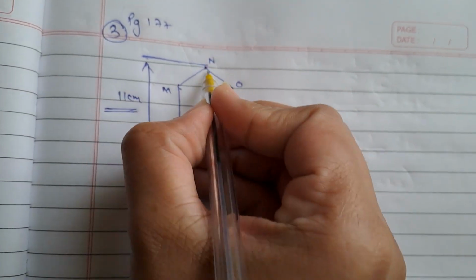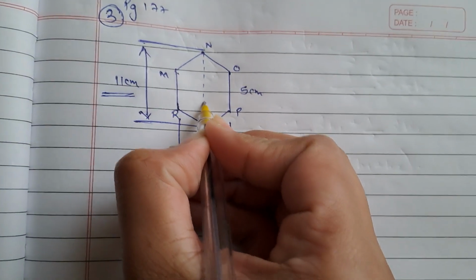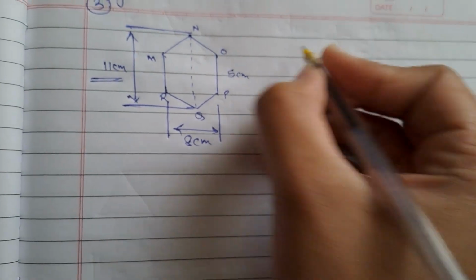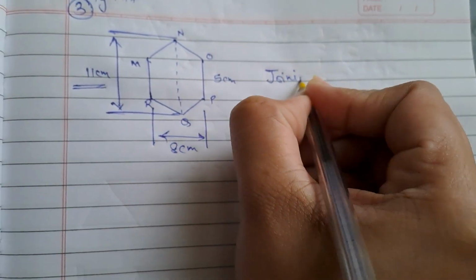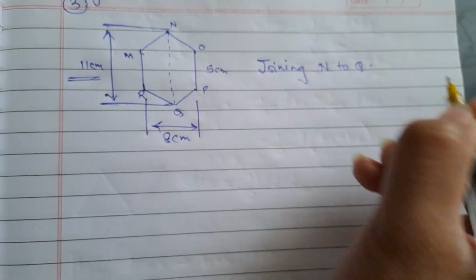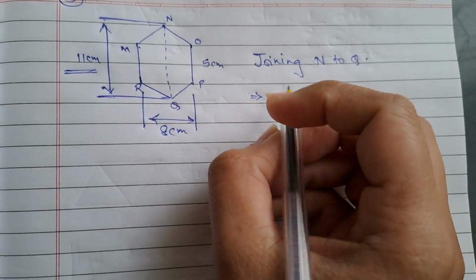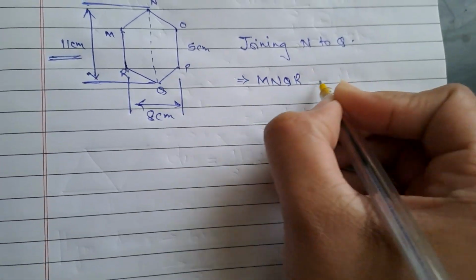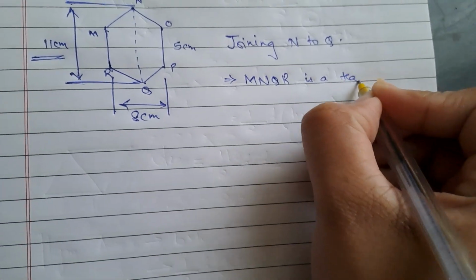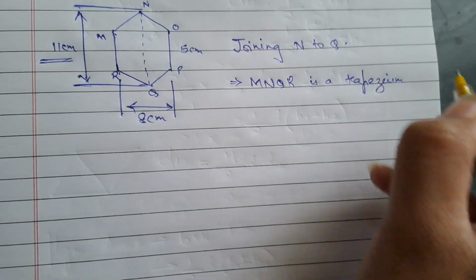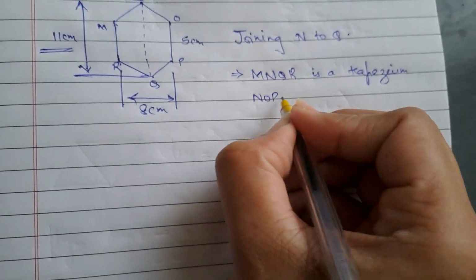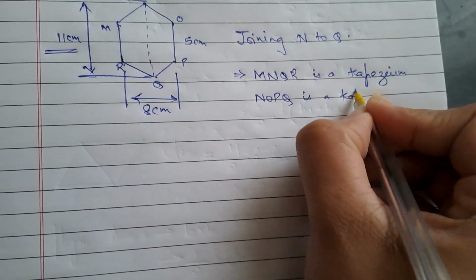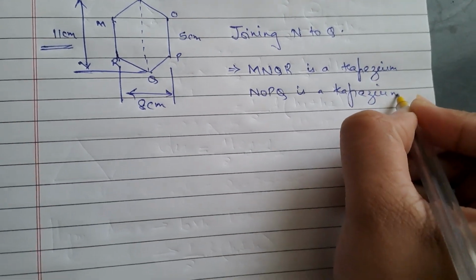As I told you, if it is a hexagon we can join two vertices. So you can write, joining N to Q implies that MNQR is a trapezium, as well as NOPQ is a trapezium. Some intelligent students will say, why not just say that both are trapeziums? Yes, you can very well say that.